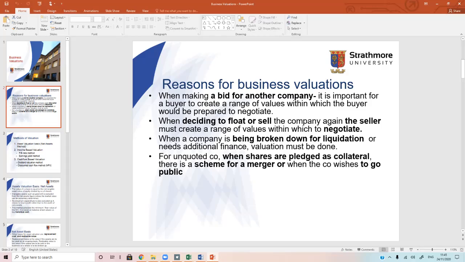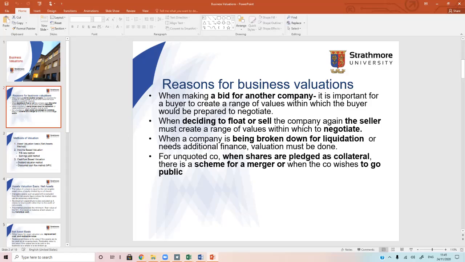Okay, where KCB has already acquired a controlling interest in National Bank, how much do I need to pay for this company I want to acquire? You have to do valuation. Another reason to do valuation is in case you're a company and you want to do flotation of your shares in the market. You want to become public.